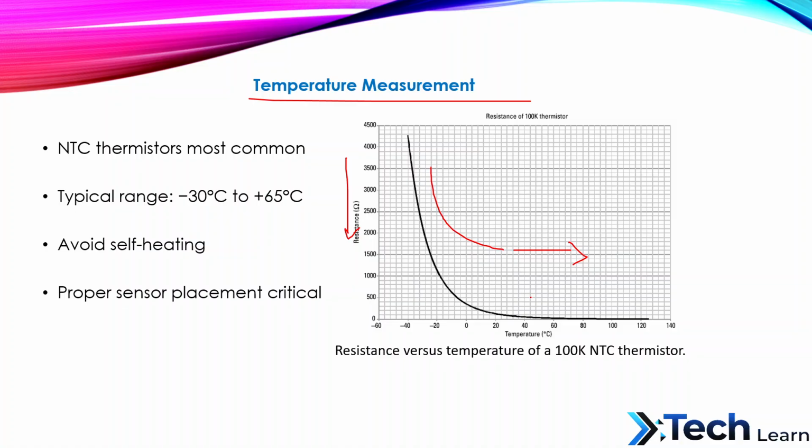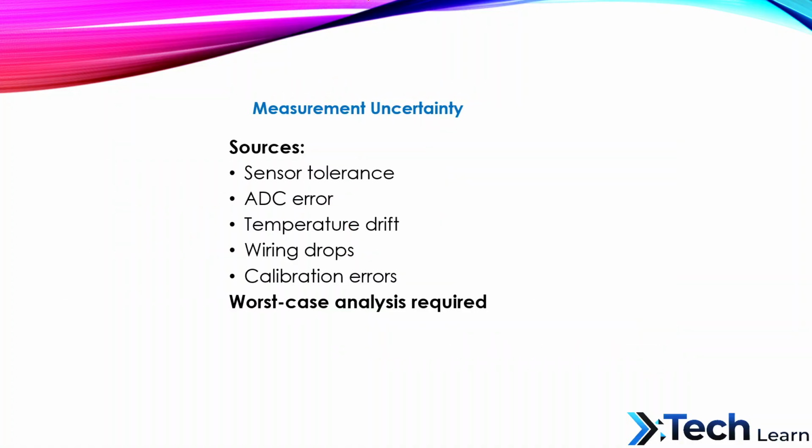Now, what are these measurement uncertainties? Here you can see all measurements contain uncertainty. The sources include sensor tolerance, ADC error, temperature drift, wiring resistance, and calibration errors. Worst case circuit analysis must be performed for this. The BMS algorithm must tolerate uncertainty without compromising safety.